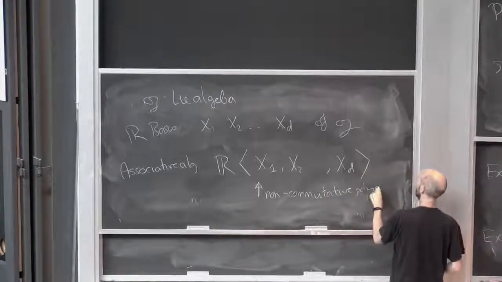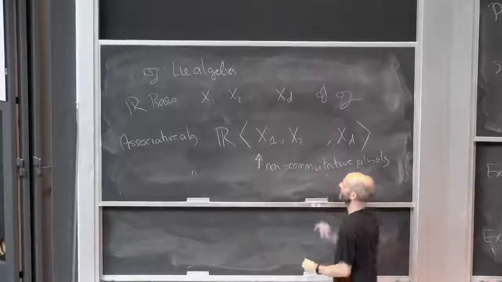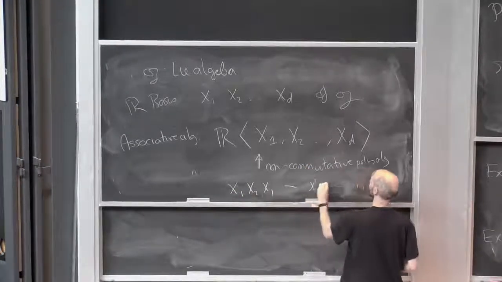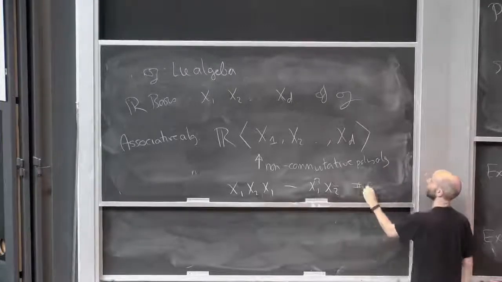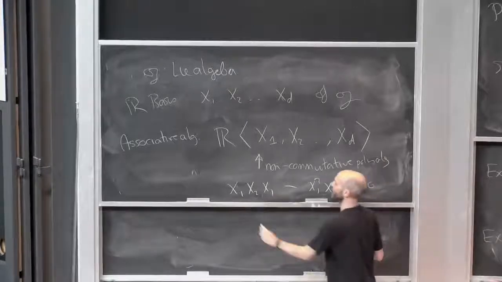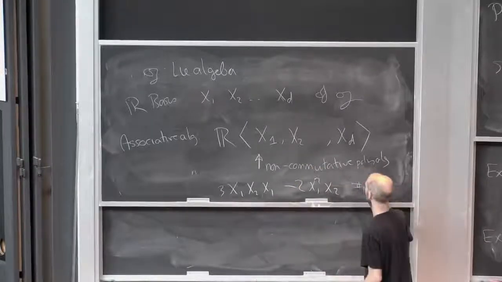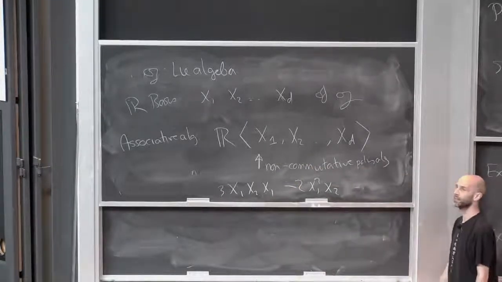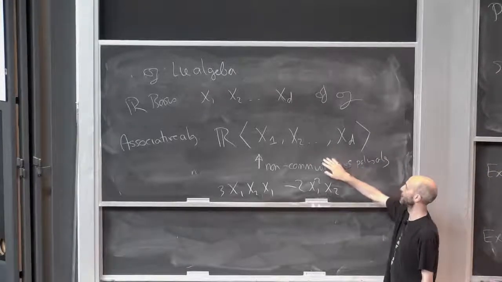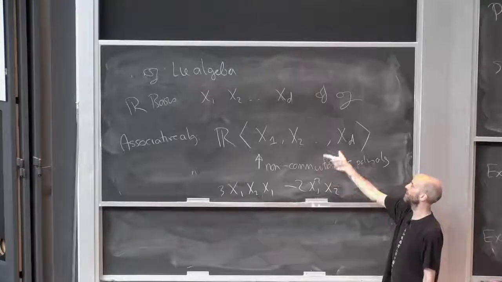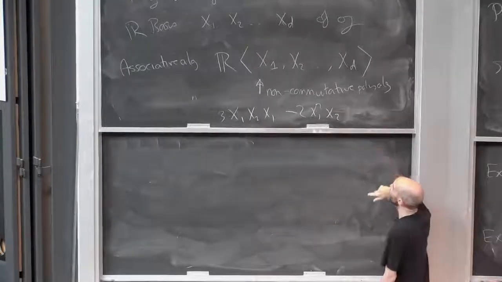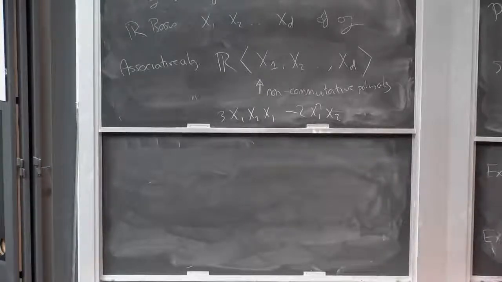A typical element of this would be something like x1 x2 x1 take away x1 squared x2. That's just some random non-zero element of this associative algebra. So it's like polynomials. You can have 3 of this, take away 2 of these, and that doesn't simplify. That's the point. You can't permute the variables around. So an element is just a polynomial, but the monomials aren't as simple as they usually are. Okay, there's an associative algebra, and that's not the right answer because it's much too big.